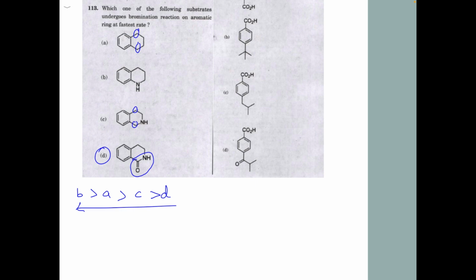B is highly activated because the nitrogen is directly attached to this benzene ring, and this lone pair will be delocalized with the aromatic ring. So the electron density around the benzene will be more, so nucleophilicity is more, so reactivity is more than A, C, D. So option B is correct. Now we will see the next question.